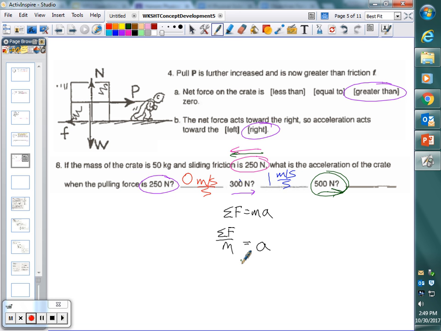What's the answer? 5. I knew that. Can you tell me how you... It's just 5 meters. Do you understand why the net force is 250? Yeah. Okay. Dude, you got burned.